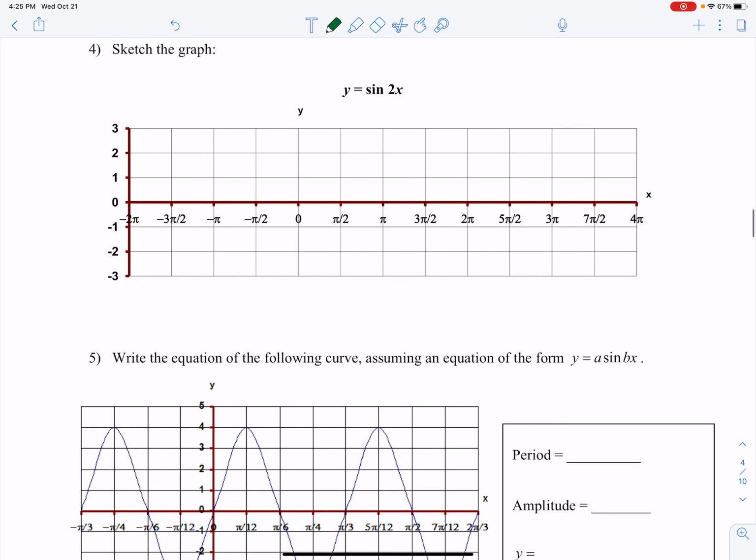So I know what sine of x looks like. What does sine of 2x look like? Well, the period is 2 pi over b, which is 2 pi over 2, which is pi. So this is going to swing through one full revolution in pi units, as opposed to 2 pi, so it's going to look very squished. And notice that the amplitude is 1 because there's no number in front of it.